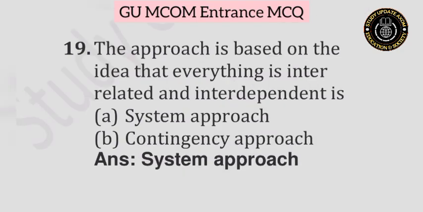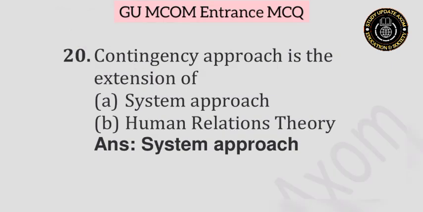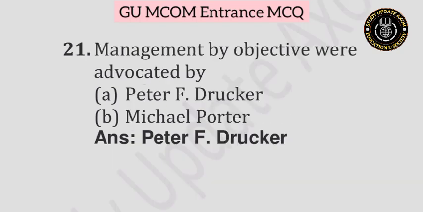Question number 19. The approach is based on the idea that everything is interrelated and interdependent is option A. System approach. Option B. Contingency approach. Answer is system approach. Question number 20. Contingency approach is the extension of option A. System approach. Option B. Human relation theory. Answer is system approach.